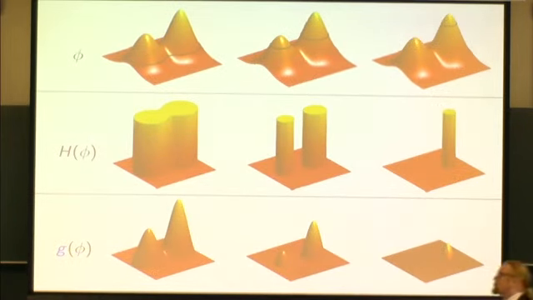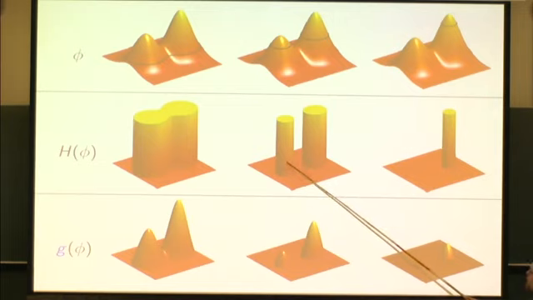So this is just to show you the difference between the classical level set method with the Heaviside function and our method, where inside the level set function itself gives the attenuation.